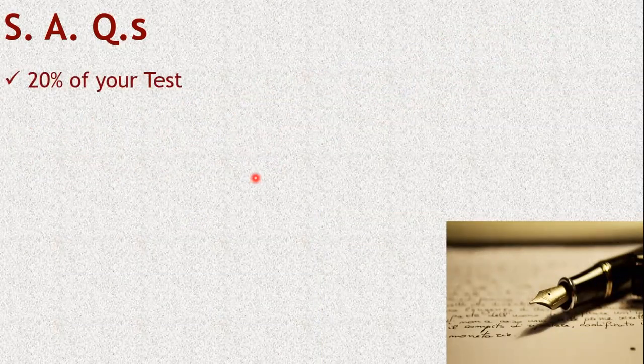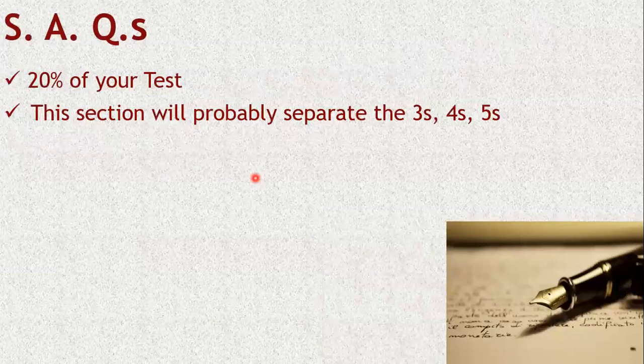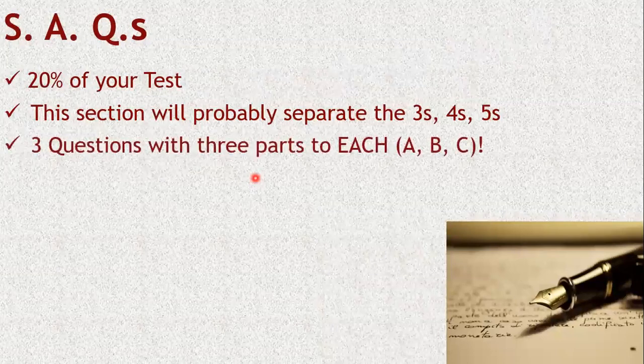All right, so 20% of your test score is the SAQ section. I think this section will probably separate the 3s, 4s, and 5s, and because of time, you need to move. The purpose is not to fill the answer document that you will see. The purpose is to answer the question, ATQ. There's 3 questions with 3 parts each, A, B, and C. I'll go through and explain those.